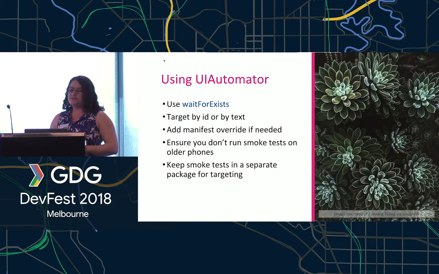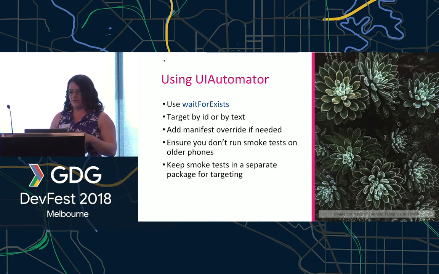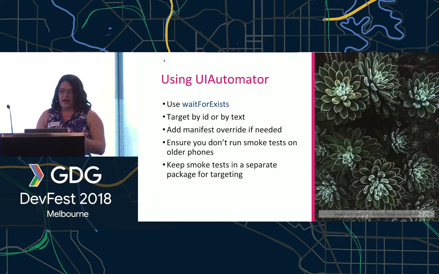And just some tips for using UI Automator. Use wait for exists. It's not as forgiving as Espresso about waiting for the UI to calm down, so make sure you write that into your test. Target by ID or by text. Those are your only two options because it is black box testing.